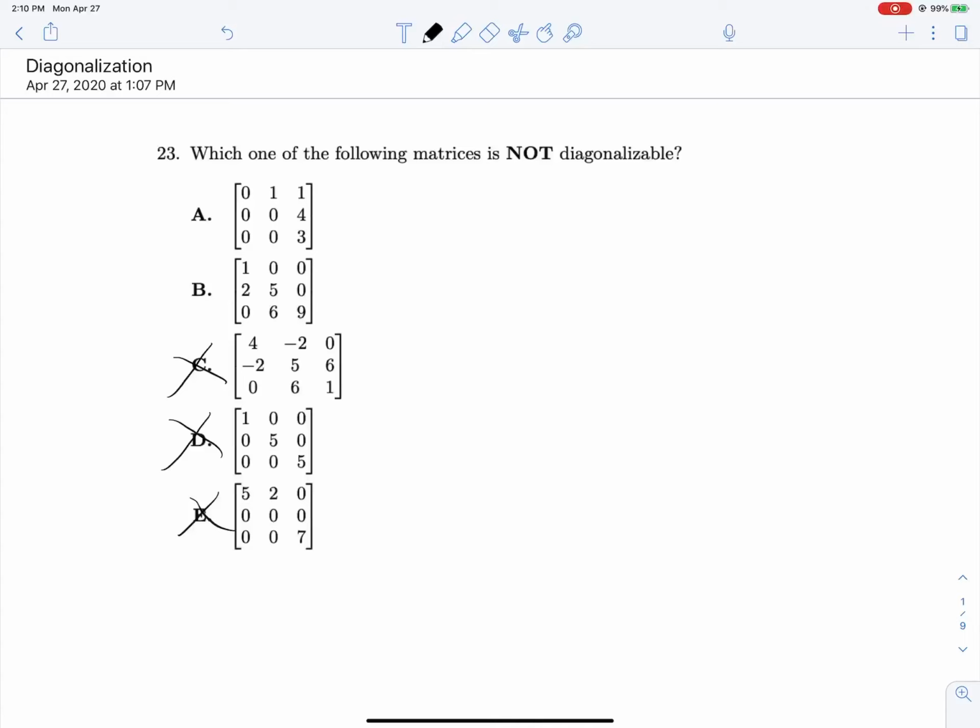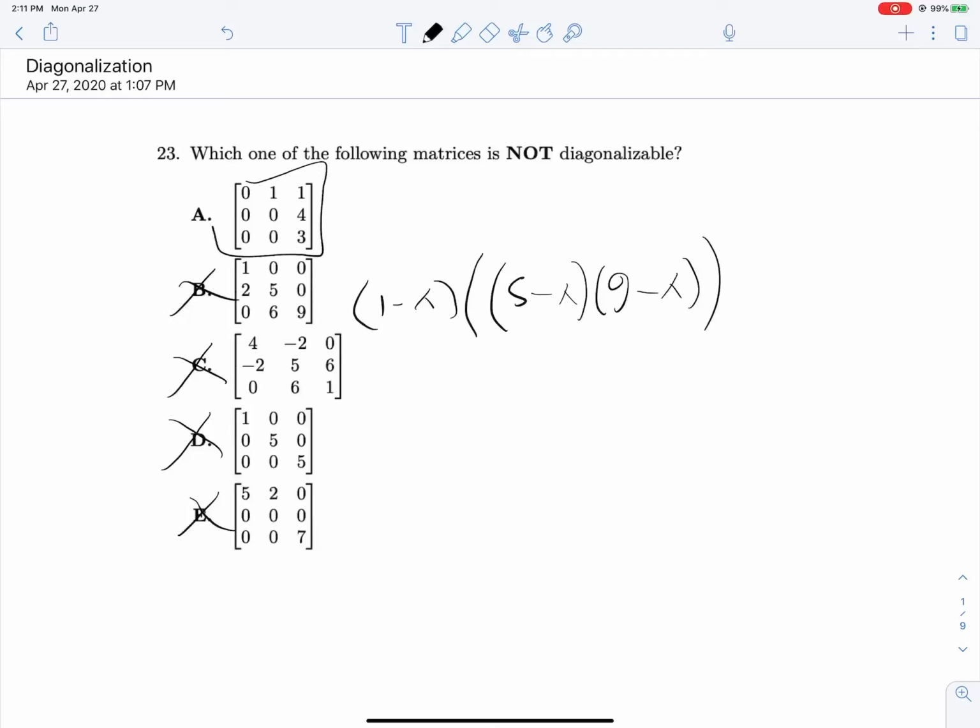B, you can mess around with it a little bit, or actually we can just solve for these eigenvalues. This will be 1 minus lambda multiplied by the determinant of this matrix, which is 5 minus lambda times 9 minus lambda. So yeah, we get 1, 5, and 9. Those are three distinct eigenvalues. So B is diagonalizable, and this guy is clearly not diagonalizable.